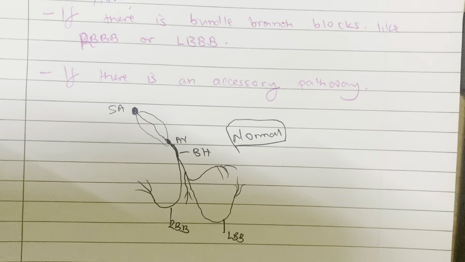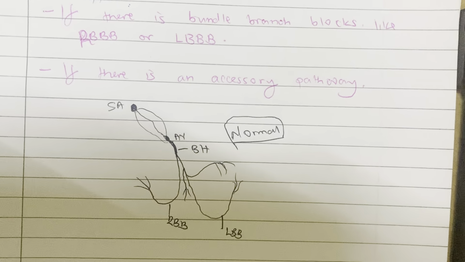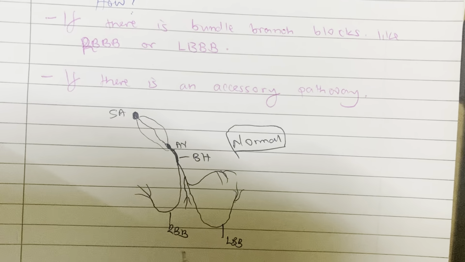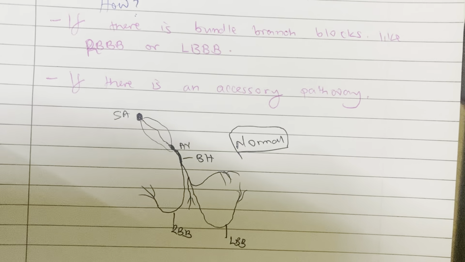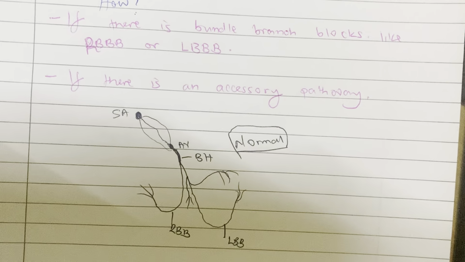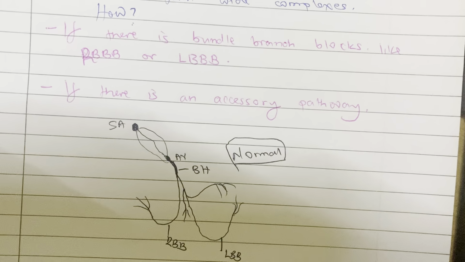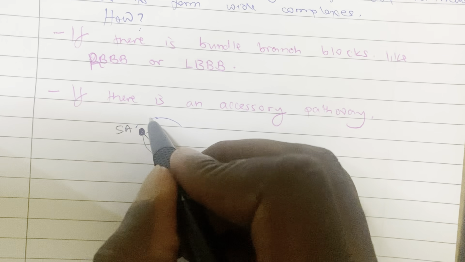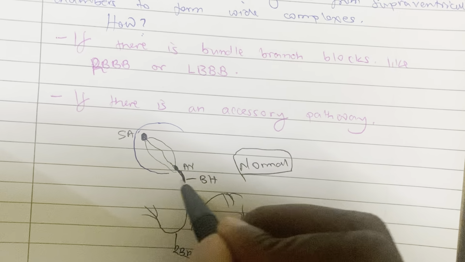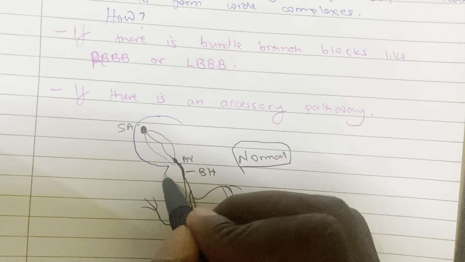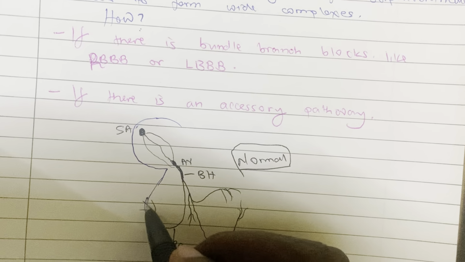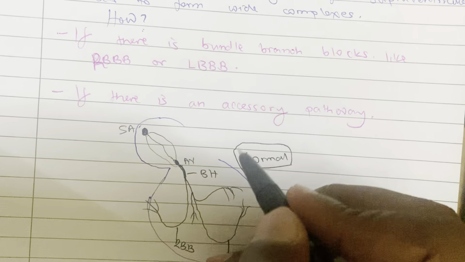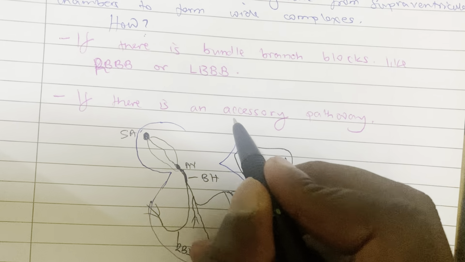But in some circumstances, some abnormalities arise, and then you find that another pathway is there. Here, I'm drawing a right atrium. This is the right atrium, and then here we are forming these, the ventricles, and this is the left atrium.